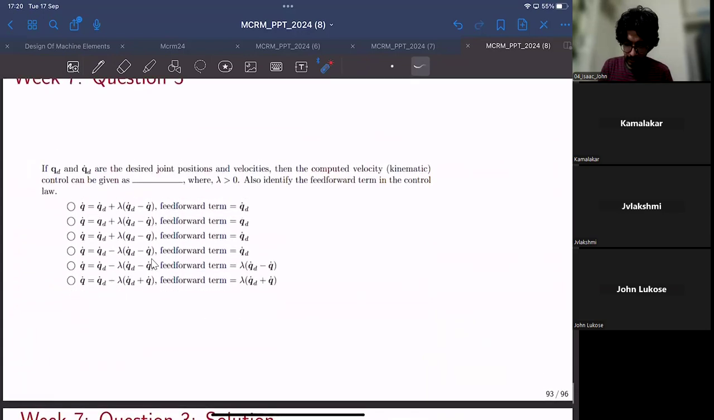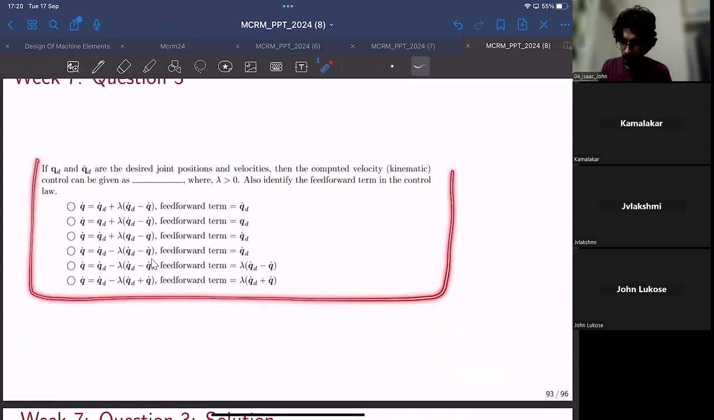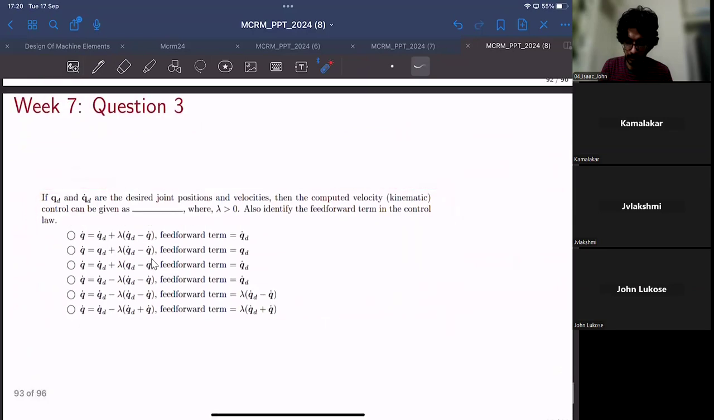So actually, we have seen a question regarding week 7. This is taken from week 7, question 3. If q_d and q̇_d are the desired joint positions and velocities, then the computed velocity control can be given as follows. We have seen it earlier.